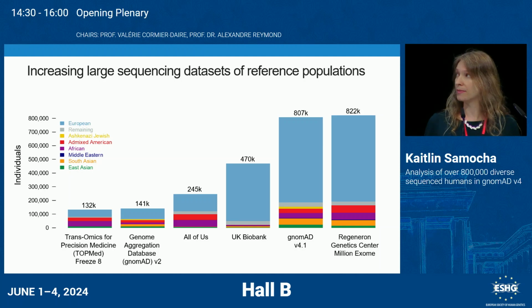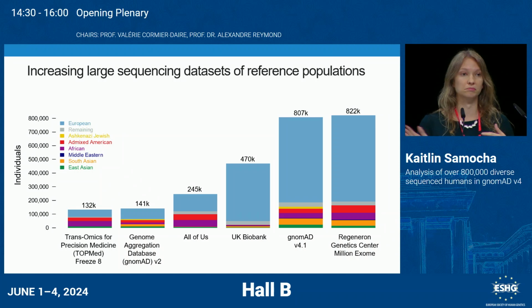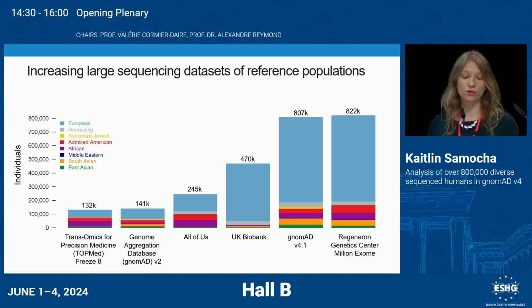So we have the TOPMed data set, our prior release of gnomAD, the Genome Aggregation Database v2, had about 141,000. Of course, the All of Us study from the US is still actively sequencing. The UK Biobank we'll hear about quite a lot at this conference, I'm sure, but they're a major resource. And our recent release of gnomAD version 4.1 had a little over 800,000. I should also point out that Regeneron Genetics Center had a 1 million exome data set, which is about 822,000 unrelated individuals that you can also browse online.